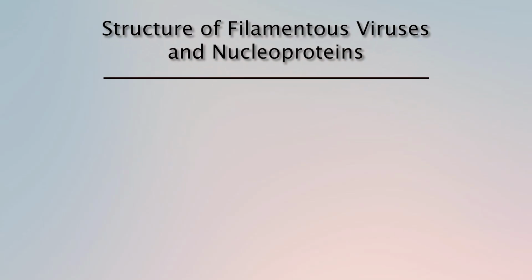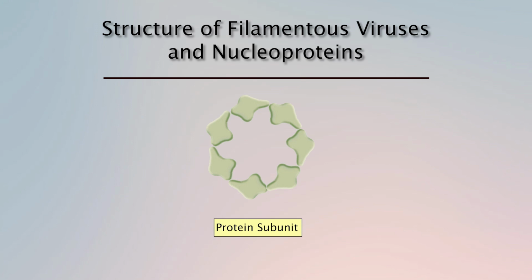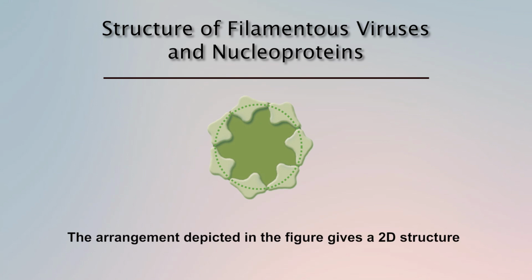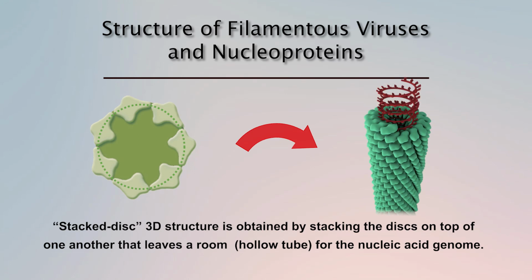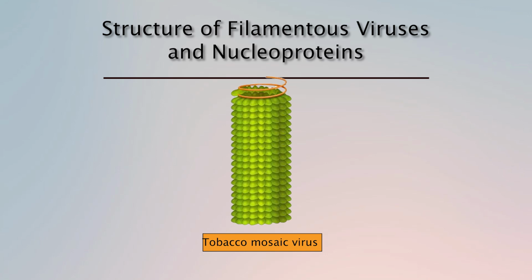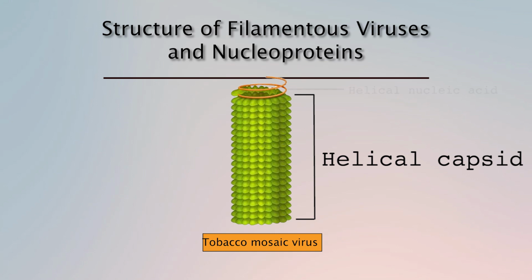Now let us have a look at this filamentous type of virus, where we can see that individual protein subunits, which are asymmetric in nature, together form a symmetrical stacked disk 2D structure. Now if this stacked disk 2D structure is placed on top of one another, they will form a hollow tube with room for the nucleic acid genome. For example, a closer look at the tobacco mosaic virus gives a helical capsid which fits a helical nucleic acid within it. So examination of all the filamentous viruses so far has shown that all are helical.